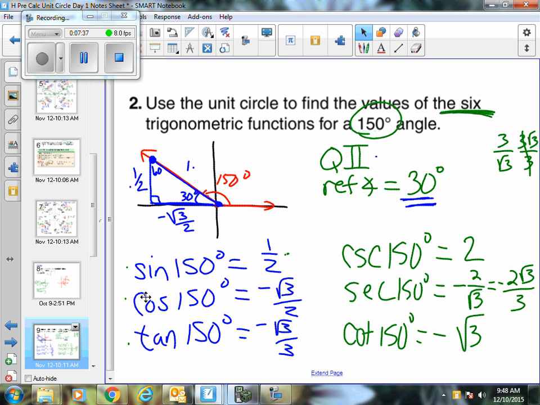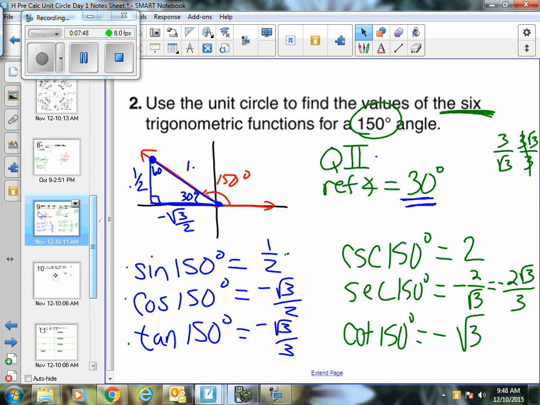Knowing that it's 30 degrees, that the ratios are all the same, the only thing that changes are the signs on these last two, the cosine and tangent, because they're both negative. All right, let's take a look at another example. We're just going to try some more of these.